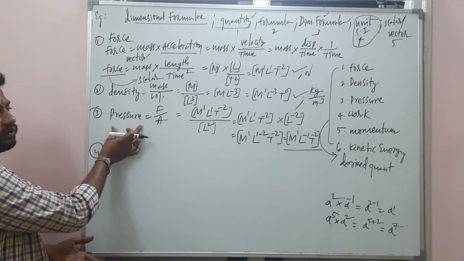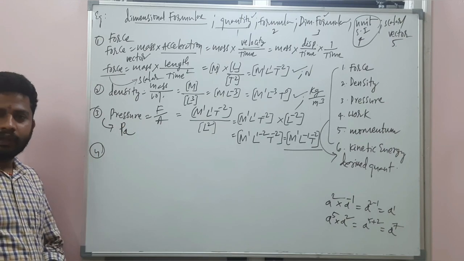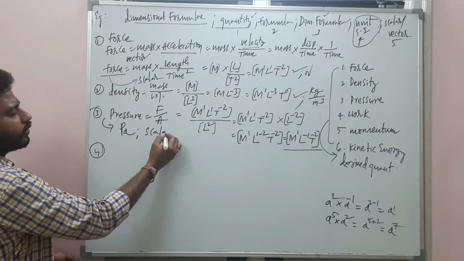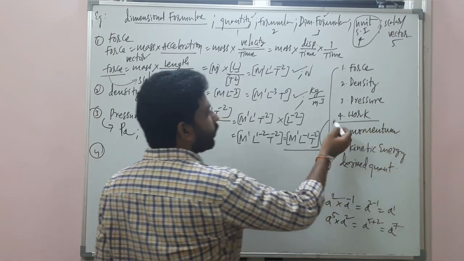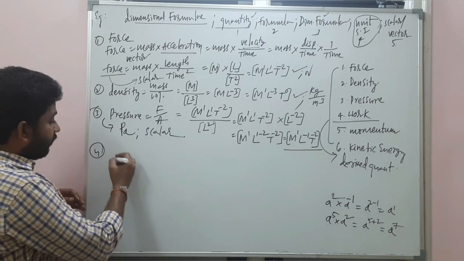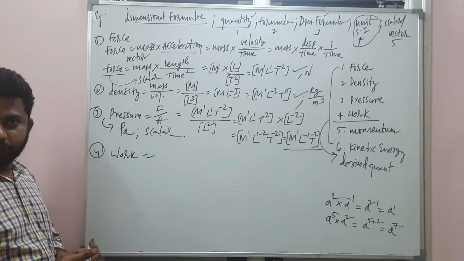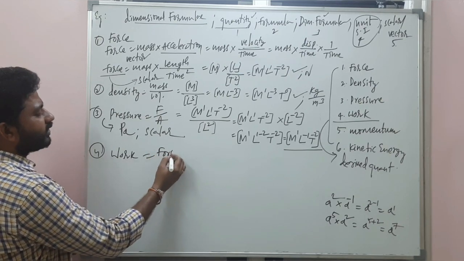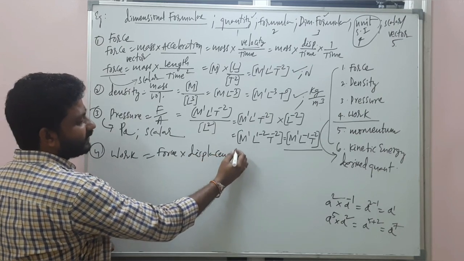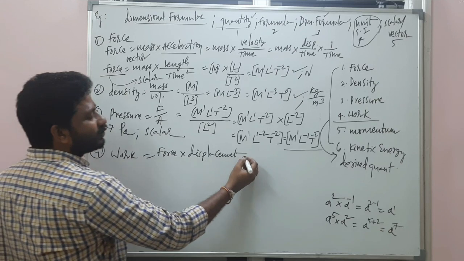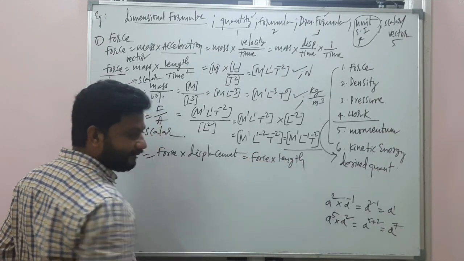Before that, pressure. What is the SI unit of the pressure? SI unit of the pressure is Pascal. And pressure is a scalar quantity. Now, the fourth physical quantity is work. Work is equal to force into displacement. This I can also write as force into length, because displacement is a length.